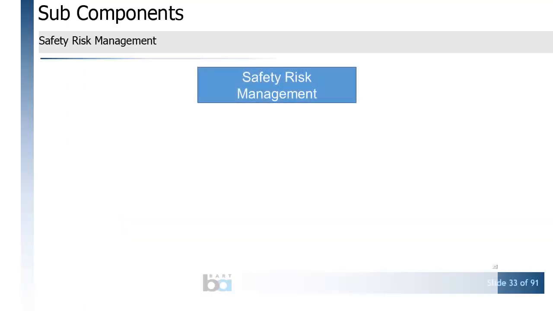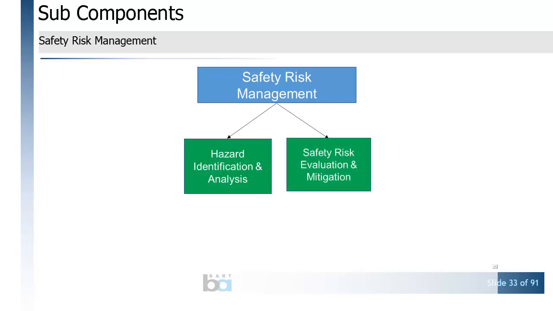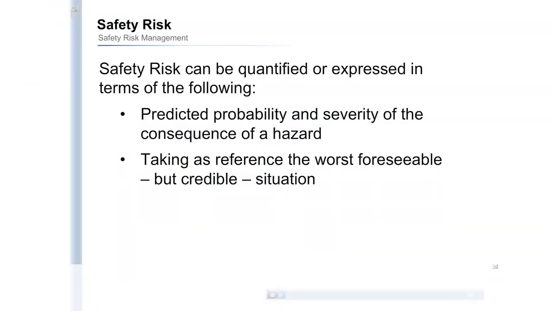Safety risk management, or SRM, can be broken down into two subcomponents. One, hazard identification and analysis. Two, safety risk evaluation and mitigation. Safety risk can be quantified or expressed in terms of the following: predicted probability and severity of the consequence of a hazard, taking as reference the worst foreseeable, but credible, situation.